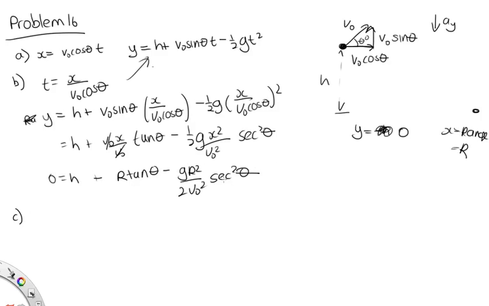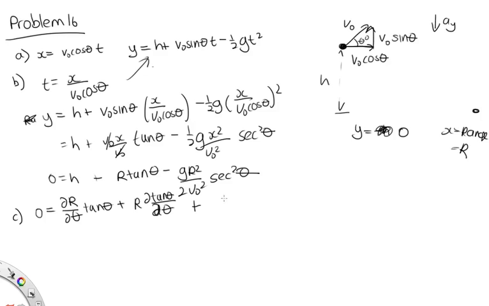Okay, now we need to take the derivative of this with respect to theta. The derivative of tan theta with respect to theta is sec squared theta, and the derivative of sec squared theta is sec squared theta tan theta. When we take the derivative of h with respect to theta, h is independent of theta, so that goes to 0. So what we'll need to use is the product rule. We've got dr d theta tan theta plus r d tan theta d theta.